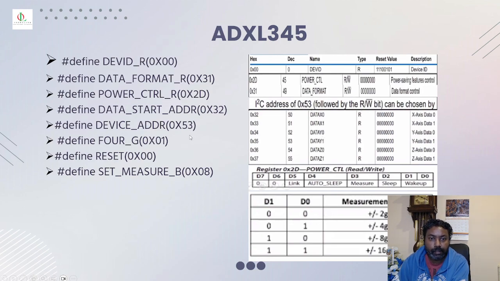First, the data format register is 0x31 that you need to send, and then you need to give the device address as 0x53. Then you need to set the 4G. The 4G comes as the measurement range, so in this case we're going to consider the 4G measurement. You need to set the data lines as 0 1 D1 D0. Then you need to reset it by writing 0x00. Then you need to measure it by this bit D3 on the power control register. So this is how you can interface with the ADXL345.